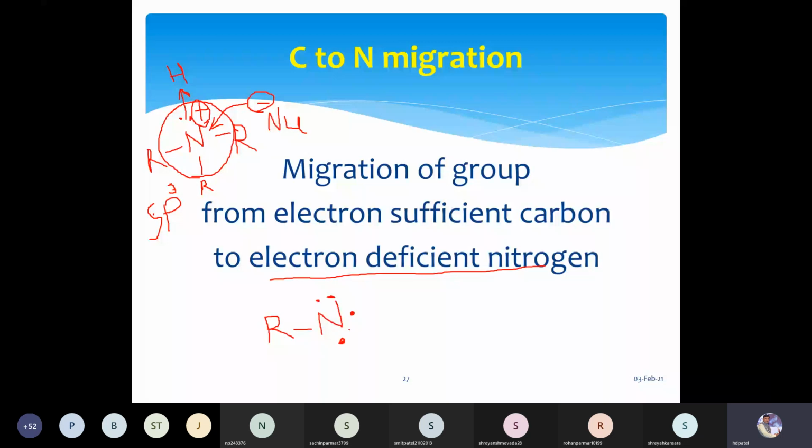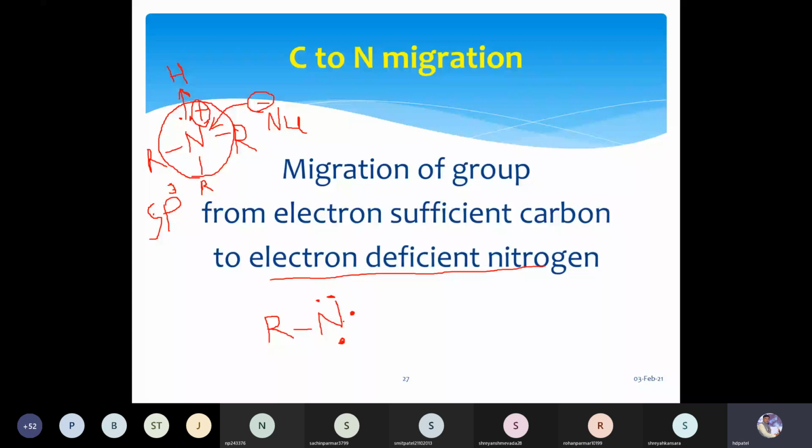Now, why is it electron deficient? Based on these structures only, you can say nitrogen has how many electrons? 1, 2, 3, 4, 5 and 6. Which means, as per the octet rule, nitrogen has a deficiency of 2 electrons. Second, there is no positive and no negative charge. It is a neutral atom, a neutral group, a neutral reactive intermediate. Even so, based on the octet rule, we can say this is an electron deficient species.